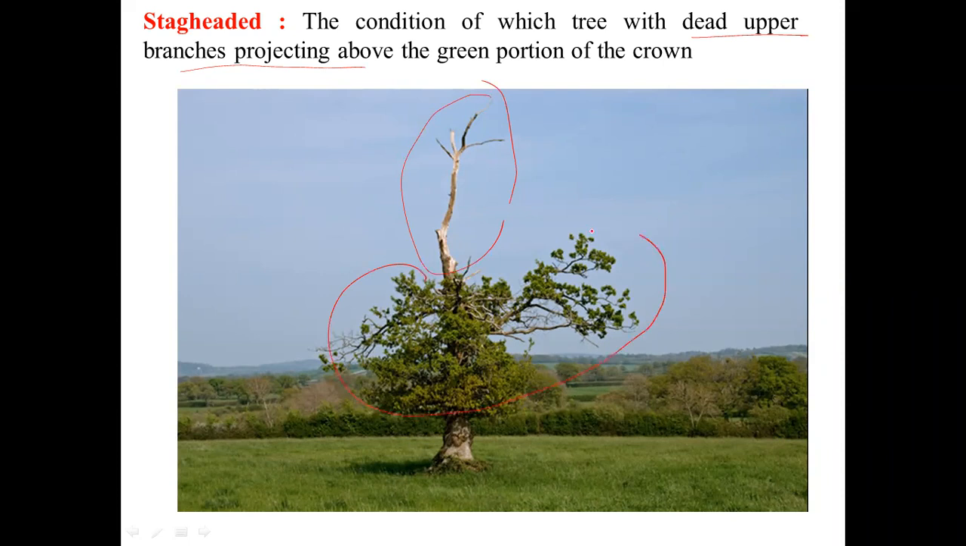This happens when there is an adverse site factor, or a higher parasitic condition, and the upper portion becomes completely dead. It looks like it is dead. In the Google description they have given that it may be mainly due to disease attack. If you see this image, you can remember the simple meaning of stag headed. That is the one thing you need to remember.